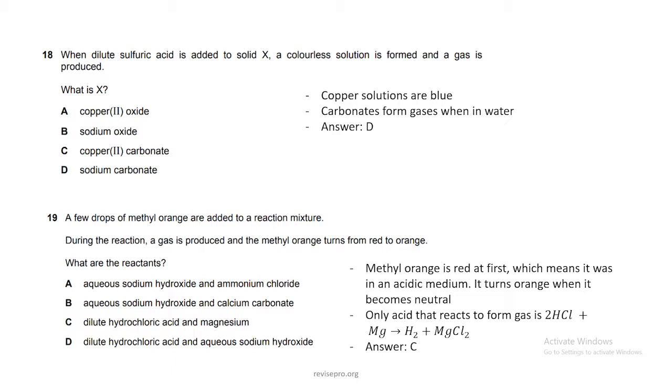When dilute sulfuric acid is added to solid X, a colorless solution is formed and a gas is produced. What is X? Copper oxide, sodium oxide, copper carbonate, or sodium carbonate. What you should know is that copper, or any copper salts or any copper solution, tend to be blue in color. And so the question told us it is a colorless solution. We know the answer can't be A or C, because otherwise we would have a blue solution.